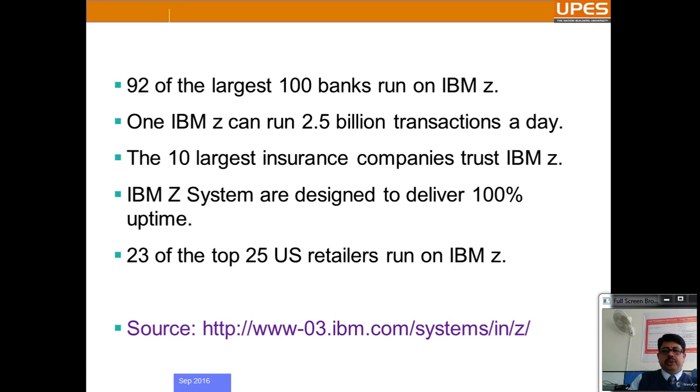Now I'm showing you some things which are very true in respect of mainframes. 92 of the largest 100 banks run on IBM Z machines. One IBM Z can run nearly 2.5 billion transactions a day. The 10 largest insurance companies trust IBM Z. Parallel to that, IBM Z systems are designed to deliver 100% uptime. That's one of the things.